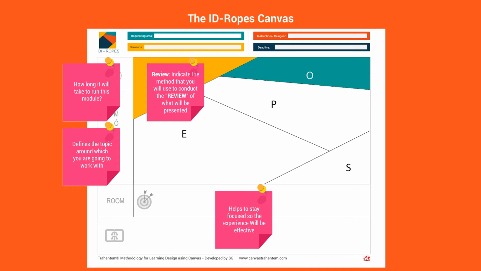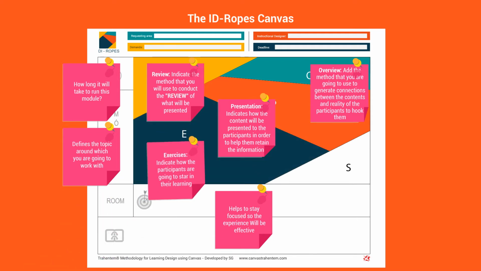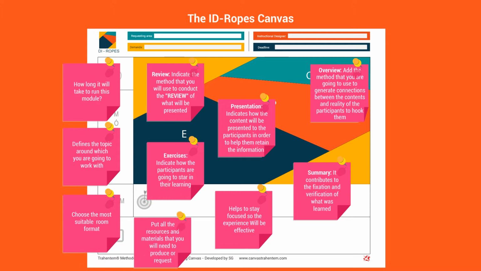Overview. Add the method that you are going to use to generate connections between the content and reality of the participants to hook them. Presentation indicates how the content will be presented to the participants in order to help them retain the information. Exercise indicates how the participants are going to start their learning. Summary contributes to the fixation and verification of what was learned. With the chosen methods, we define the format of the room or of the appropriate instruments for the implementation. Finally, you are going to place all the resources and materials that will be necessary to produce.